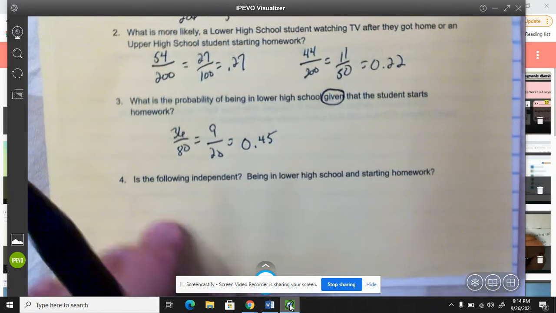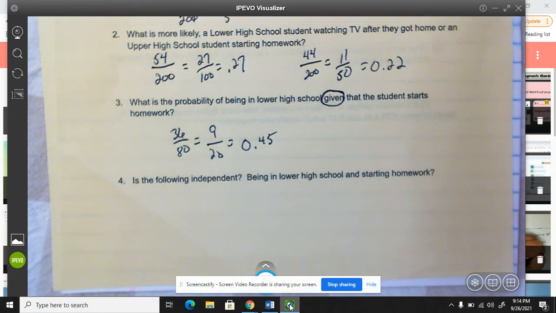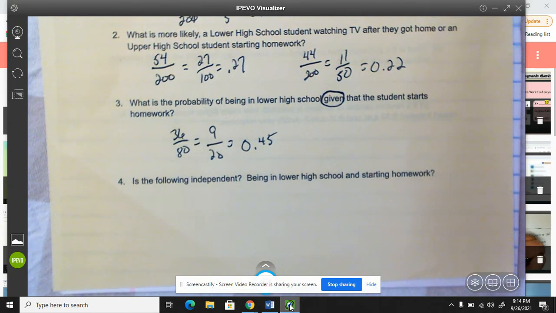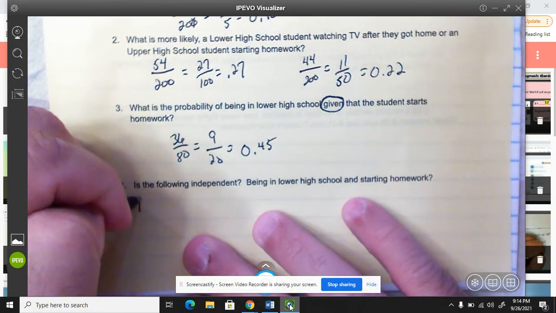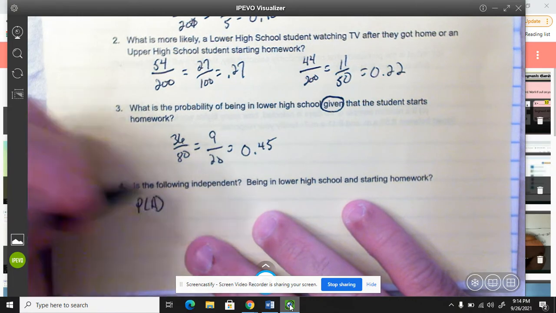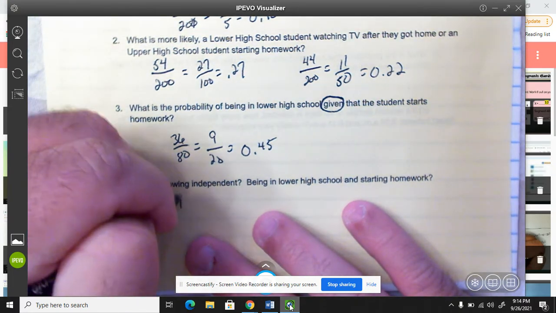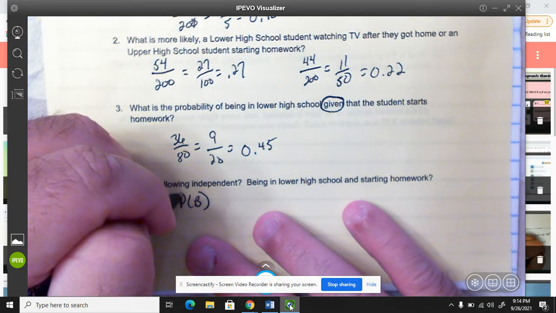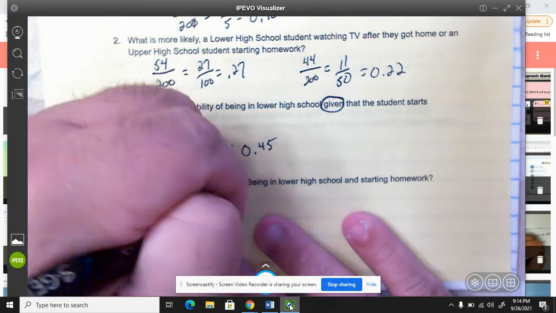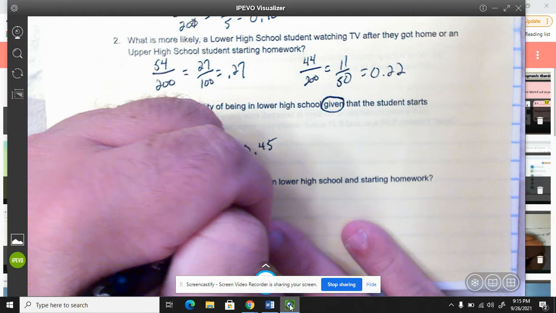Now, this one was really interesting. Is the following independent? Well, if you look at your homework or your notes, it says to be independent, you have to do the probability of A times the probability of B, and for it to equal the probability of A and B.